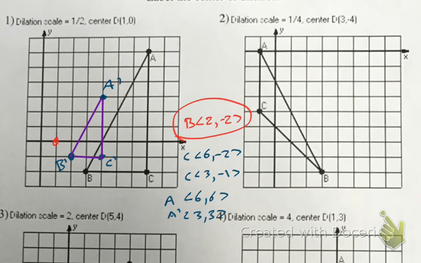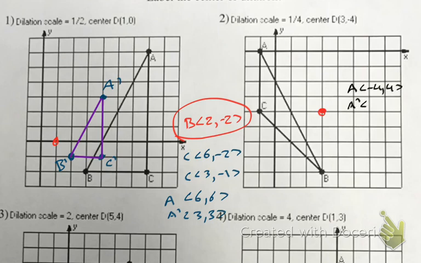Let's go ahead and do one more. We'll do number 2. So our center of dilation is at 3, negative 4. Okay. And so let's go ahead and do A. So A is 1, 2, 3, 4 left, 1, 2, 3, 4 up. So my A vector is left 4, up 4.